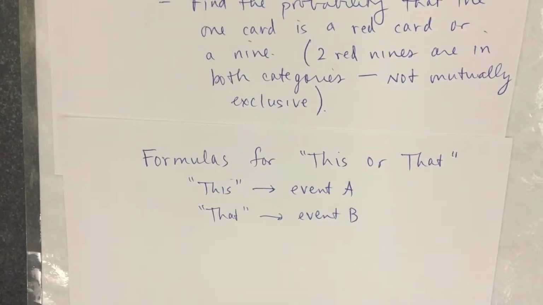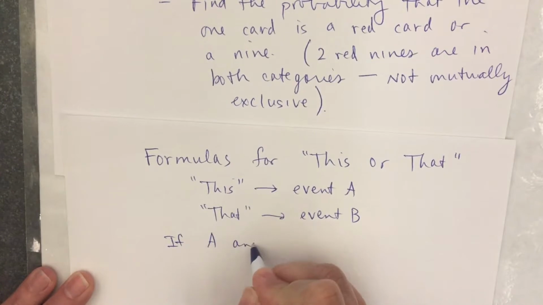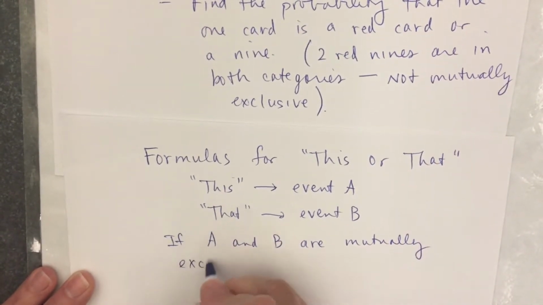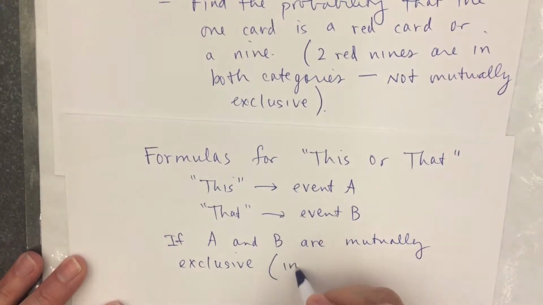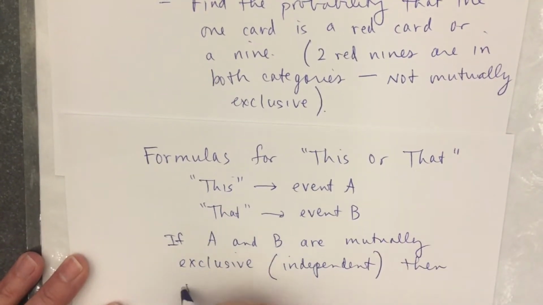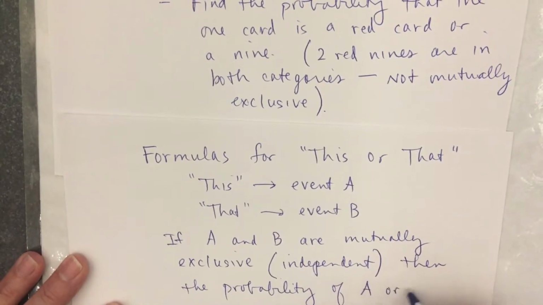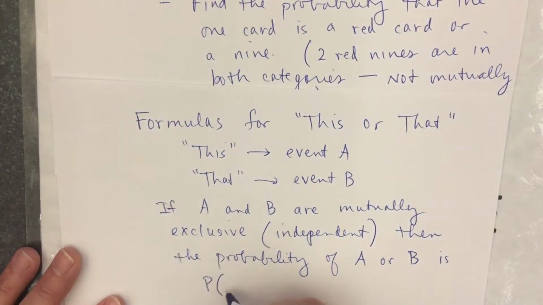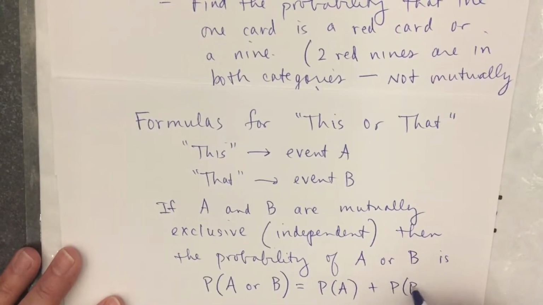And so if A and B are mutually exclusive, and in some of the stuff they'll use the word independent for mutually exclusive, then the probability of A or B is, I'm going to write it P for probability, parentheses, A or B equals the probability of A plus the probability of B.